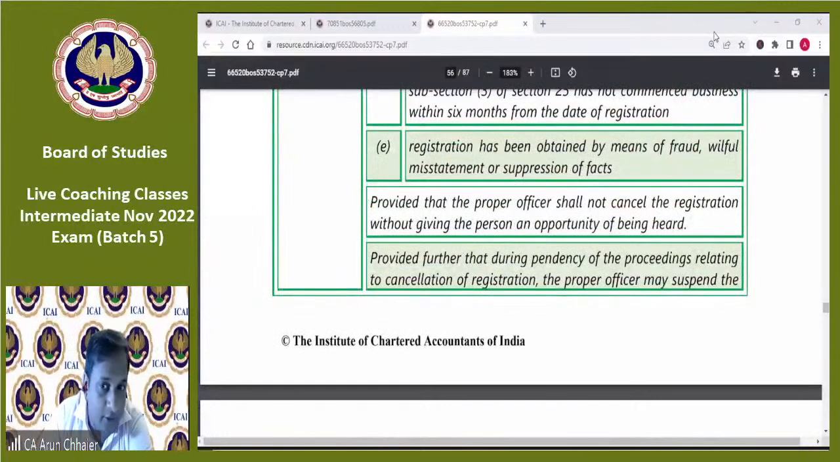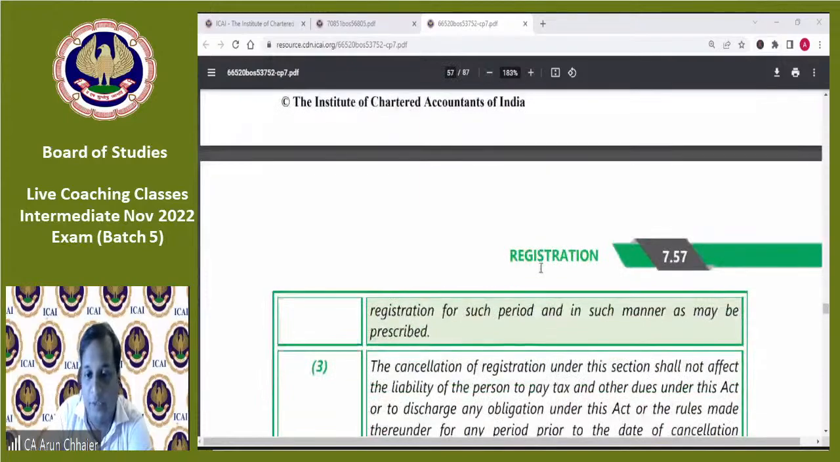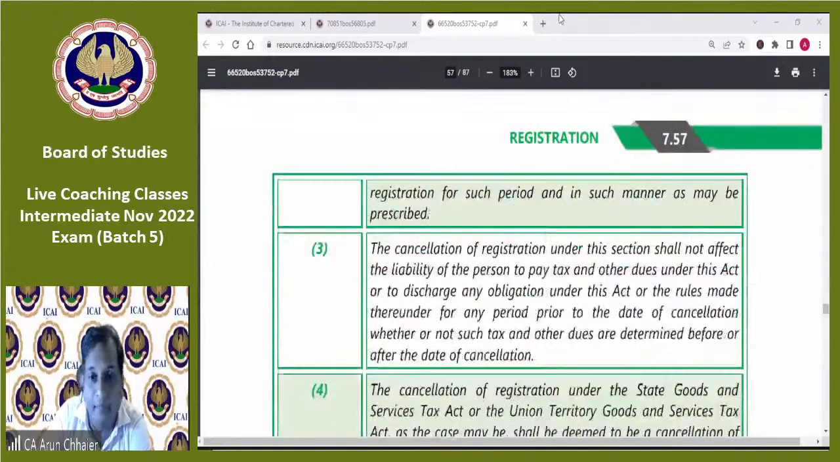Provided that the officer shall not cancel without giving the opportunity of being heard. Provided further that during the pendency, registration may be suspended for such period, such time as may be prescribed.